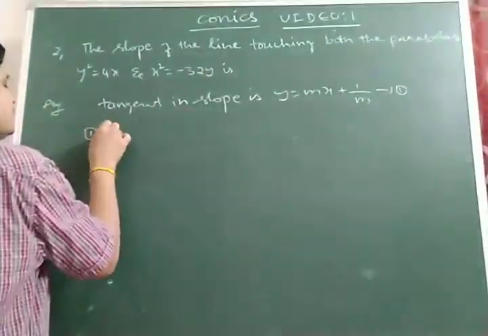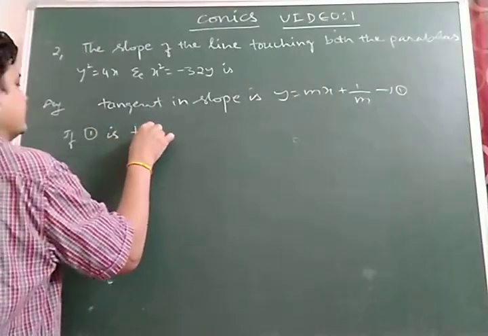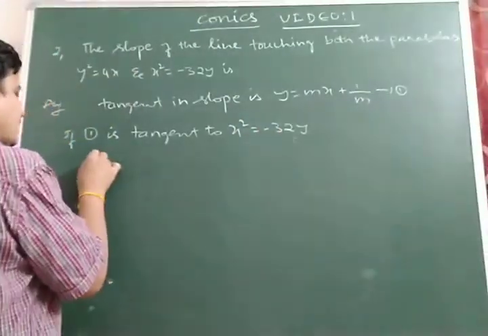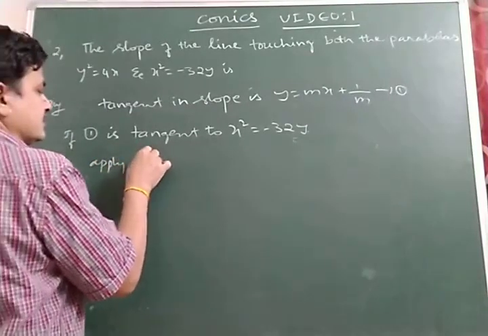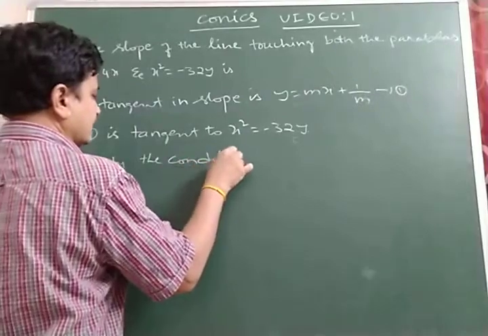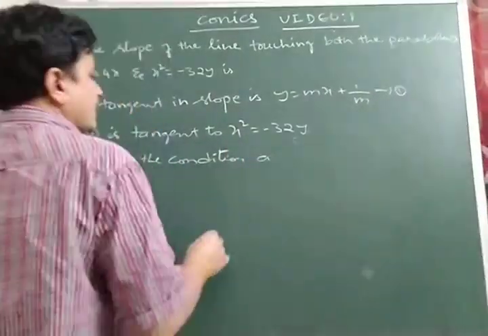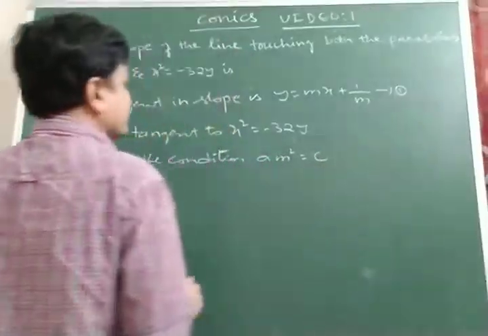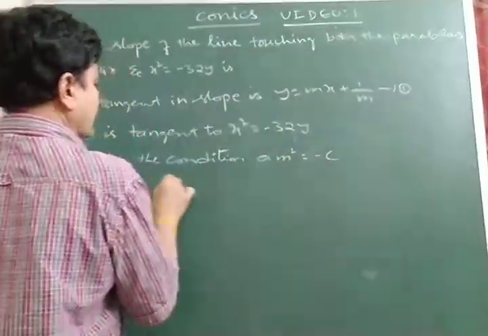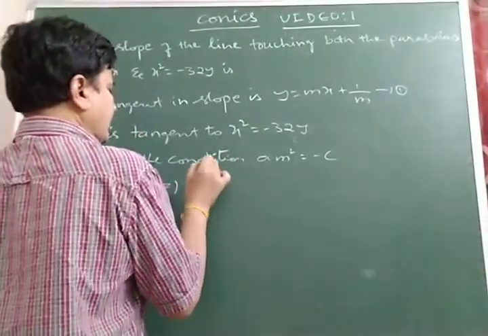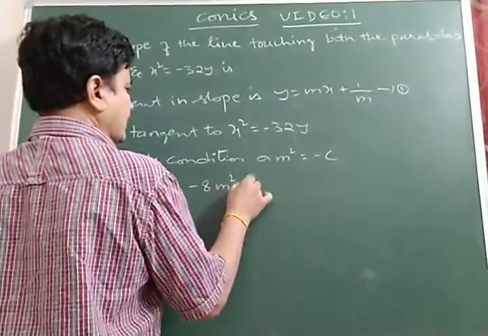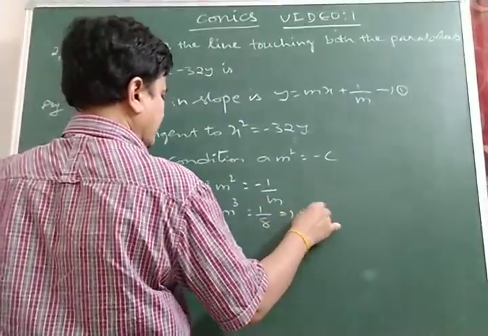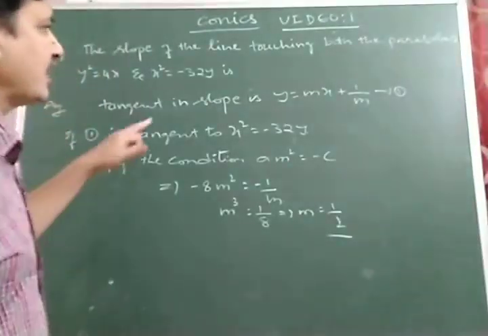If this line is a tangent to x² = -32y, applying the condition, am² = -c, so 4a = -32, that is 8m² = -1/m, where c = 1/m. Now m³ = 1/8, that is m = 1/2. That is the slope of the common tangent to the given parabolas.